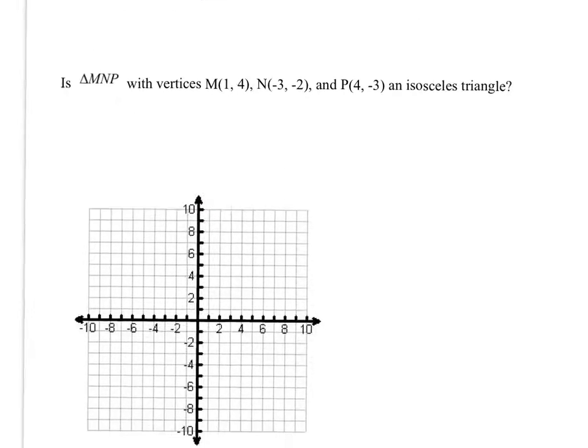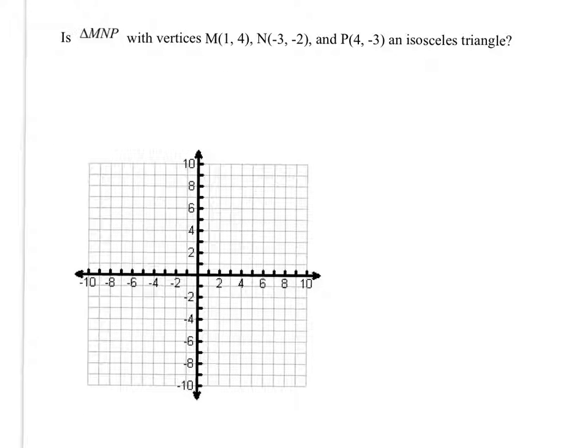Okay, let's look at another example. It says in triangle MNP with vertices 1, 4, so let's put some of these vertices on our triangle. 1, 4, there's M. Negative 3, negative 2, there's N. And 4, negative 3, which is right there, is P. So there's my triangle on my plane. We want to know, is this triangle isosceles? Isosceles triangles, remember, have two sides the same length.